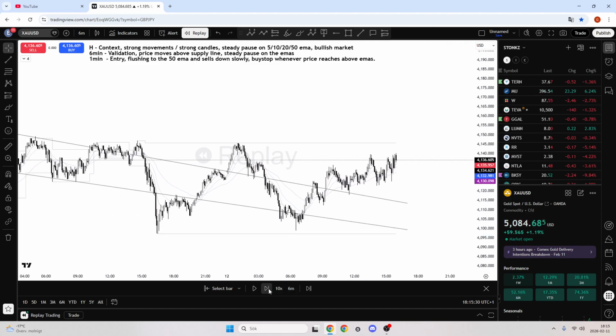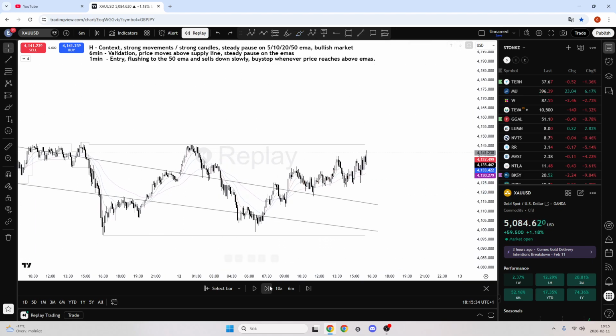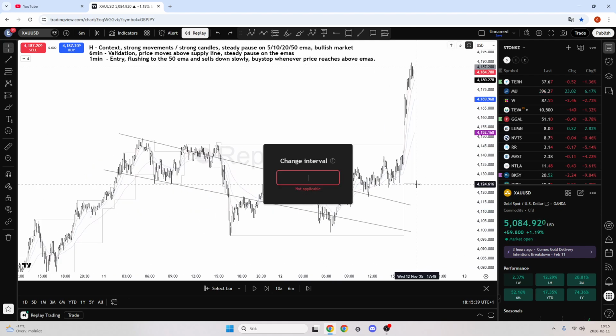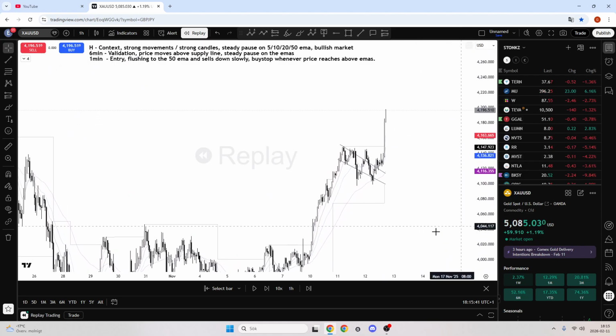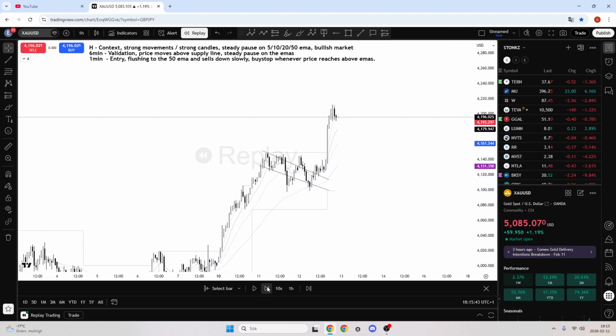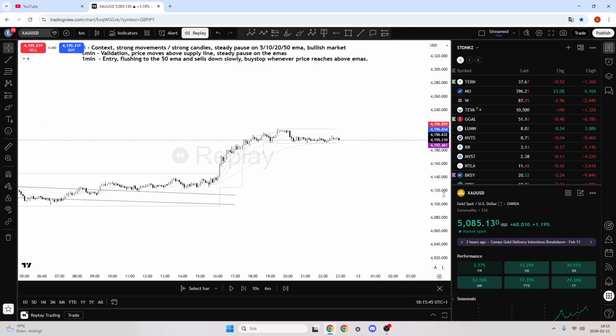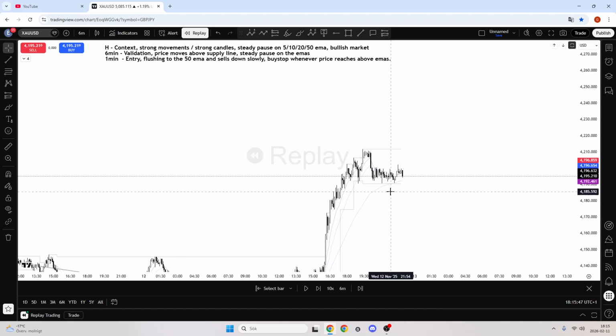Yeah, we're just kind of chopping around right here. Huge momentum to the upside right here, above the range. So I skip this range and wait for a pass. Just like that. Come slowly to the EMAs.